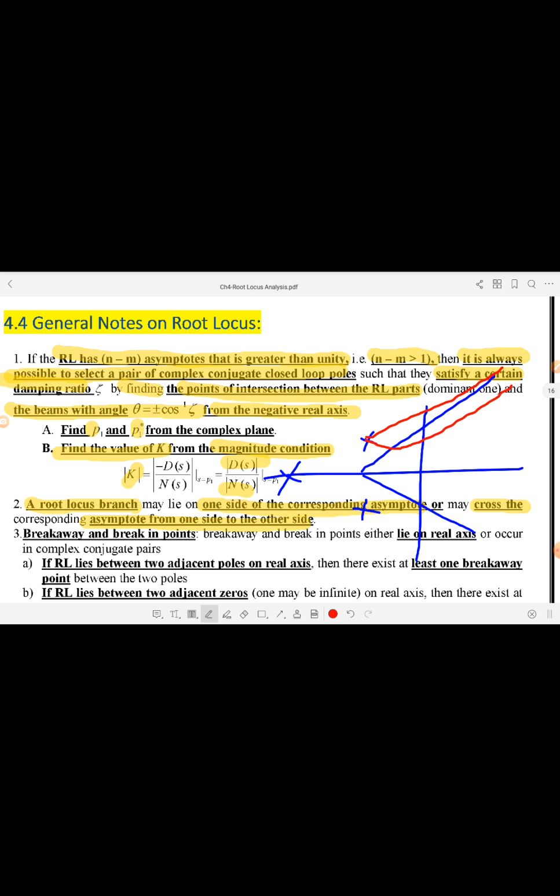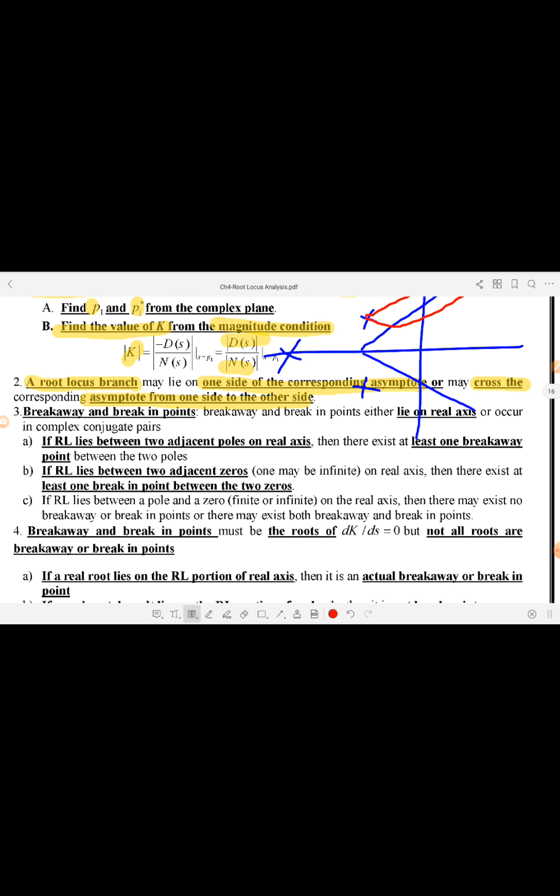So this is what I meant by it might be on one side of the corresponding asymptote, or might cross the asymptote and go to the other side. The third point in our lecture is related to the branch points, which are breakaway and break-in points. And as I have said, they only lie on the real axis.